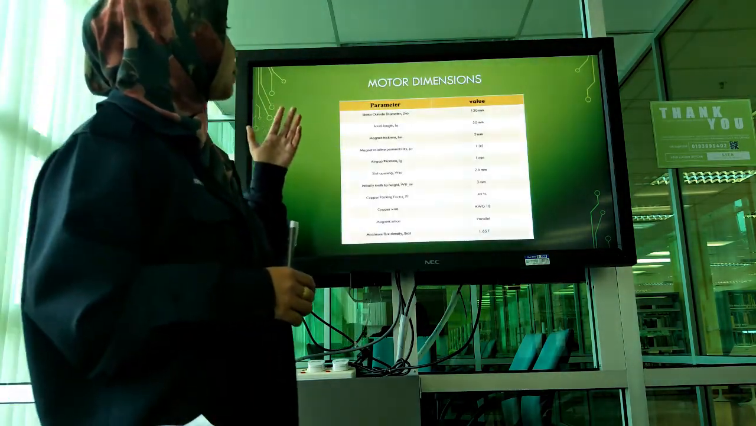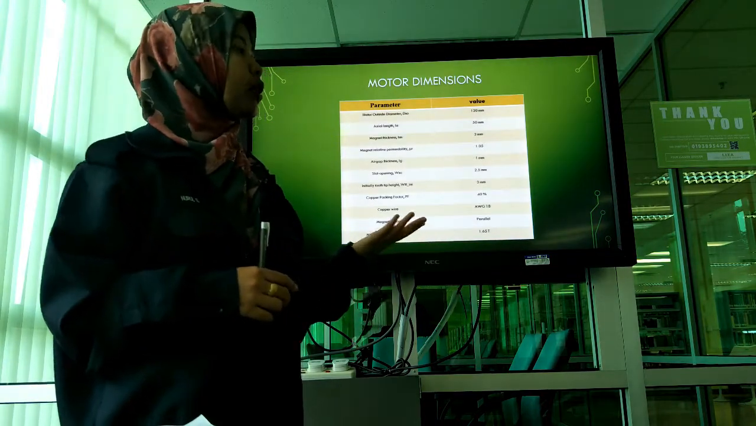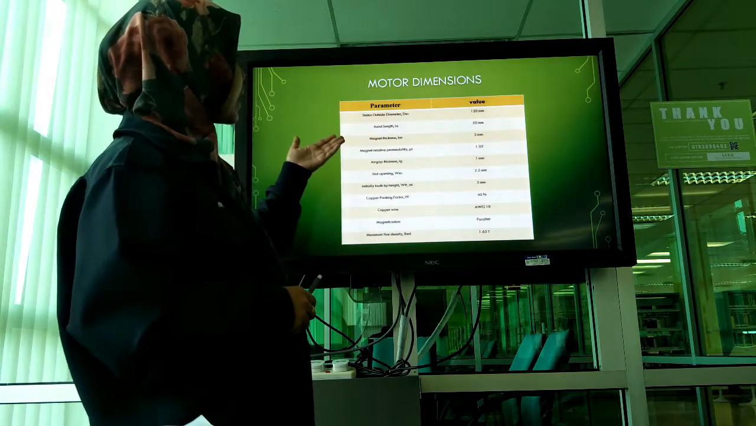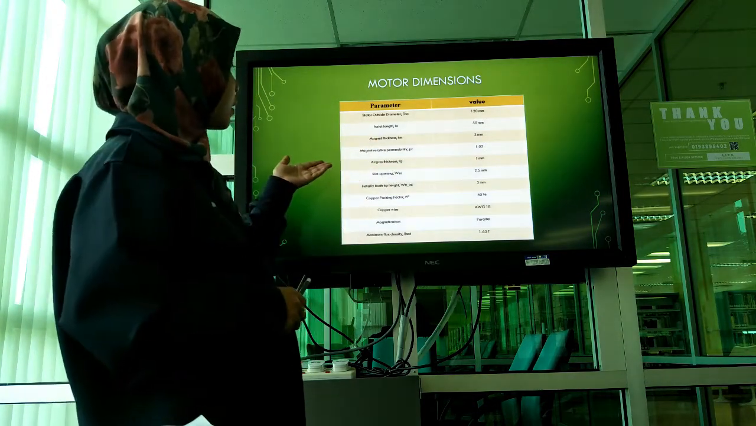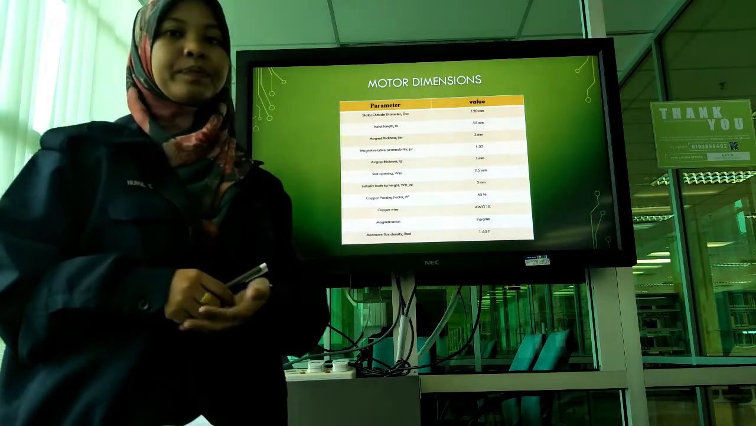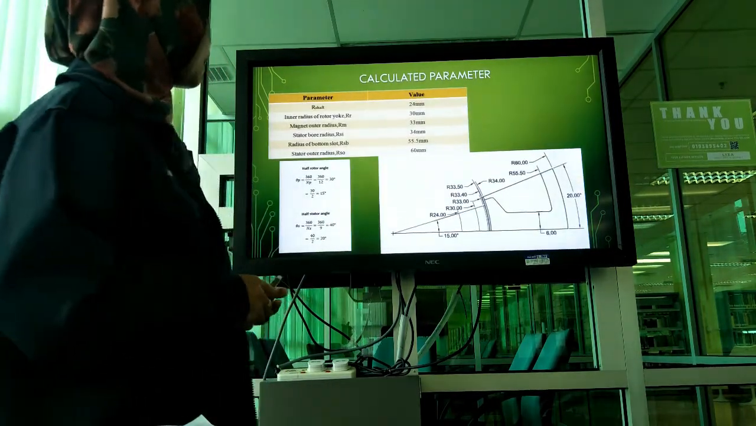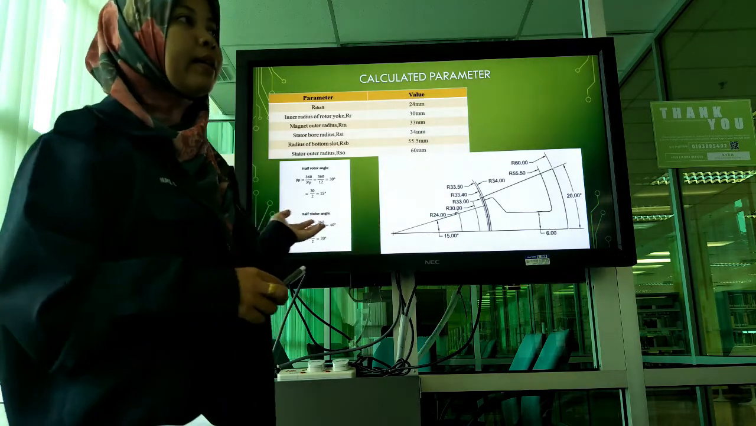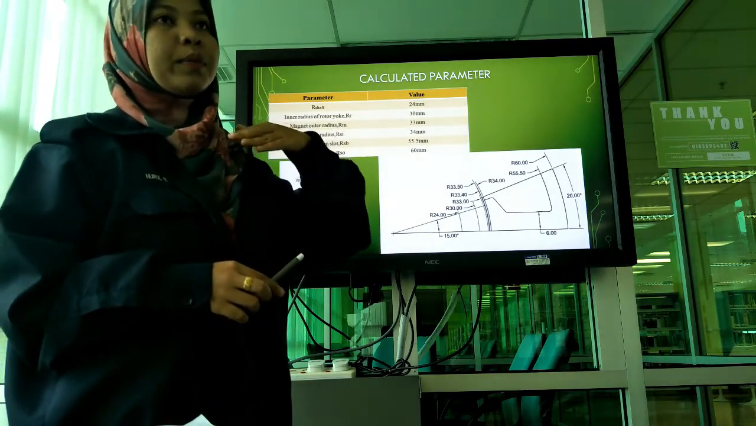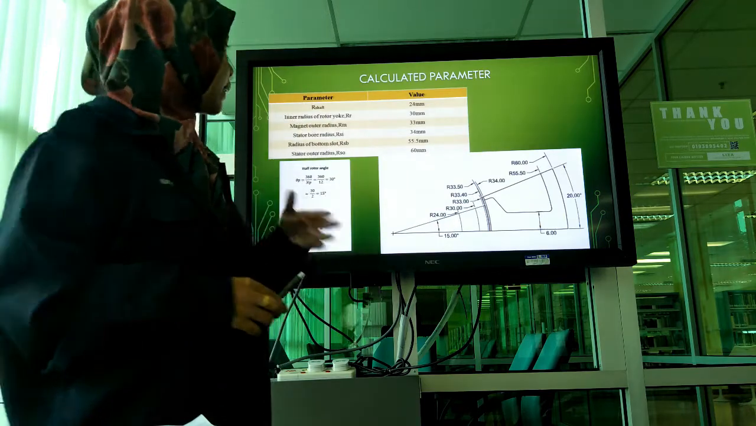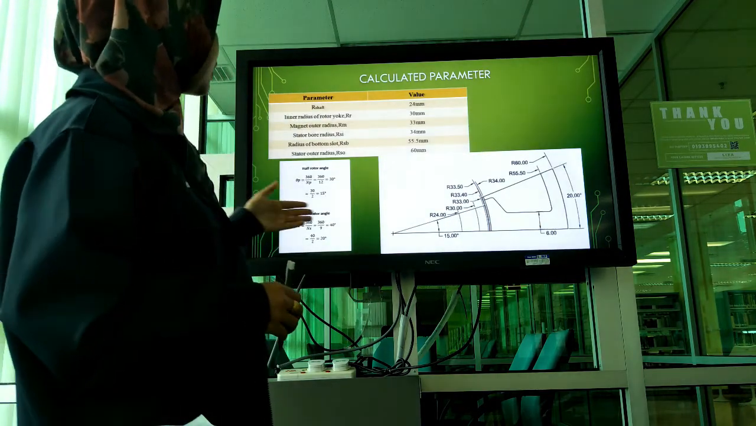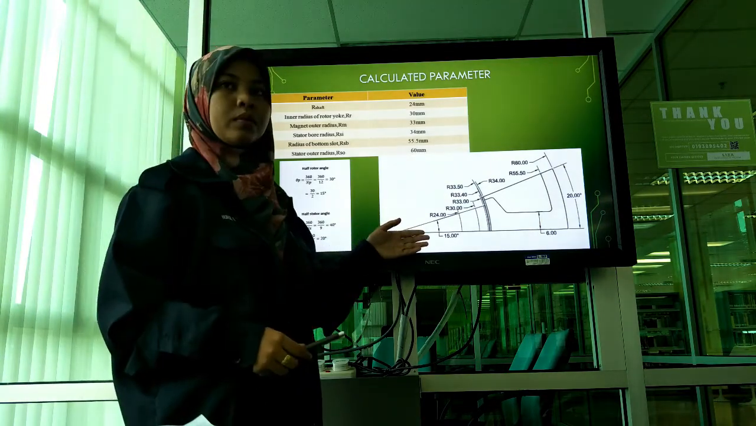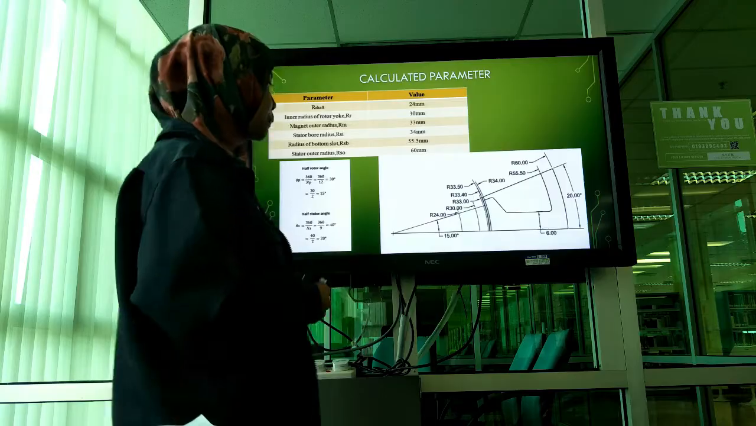So this is the given motor dimension in the question, and we have the stator outside diameter, axial length, magnet thickness, and so on. This is the calculated parameter which we calculated throughout our mini project timeline, and this is the AutoCAD drawing. This is the rotor, and this is the stator.